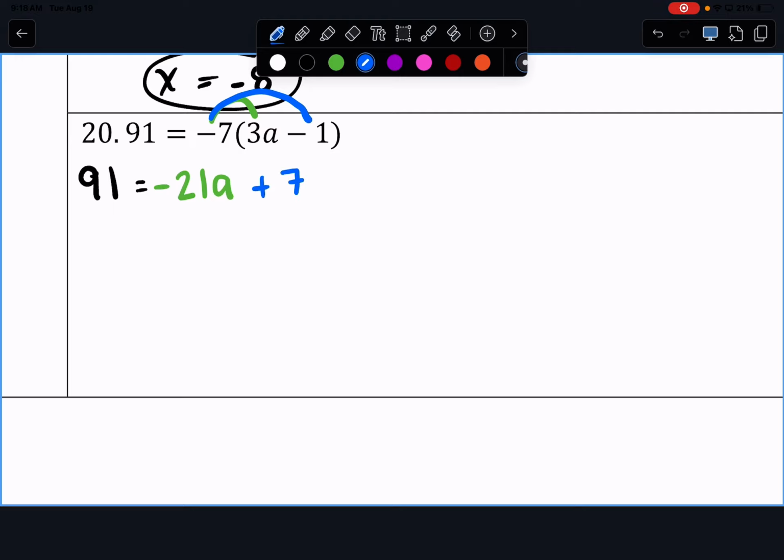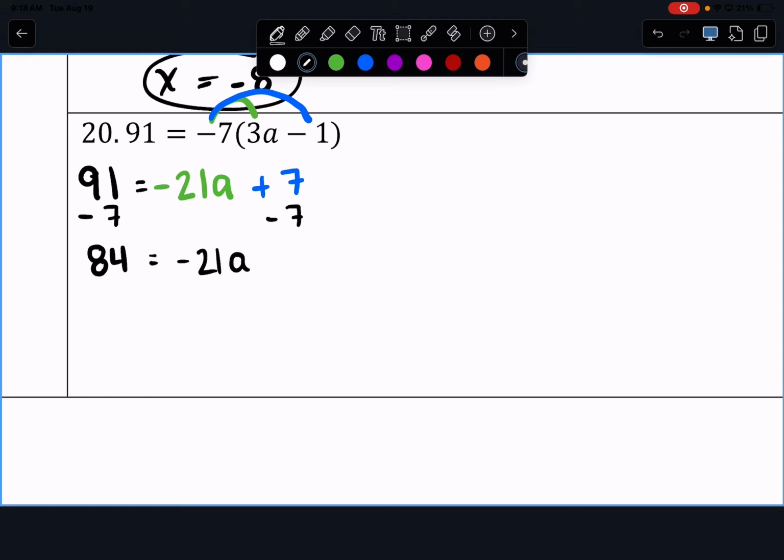Now, is there any like terms I need to combine? Or are my variables on one side? Yes. All right. So now I solve. So what do I do? Subtract 7 on both sides. What is 91 minus 7? 84. So we get 84 equals negative 21a.